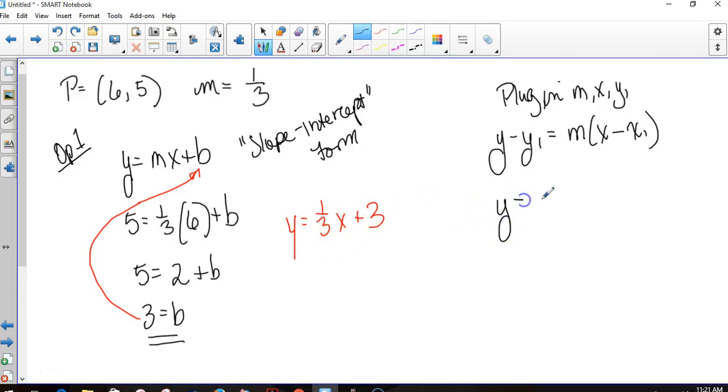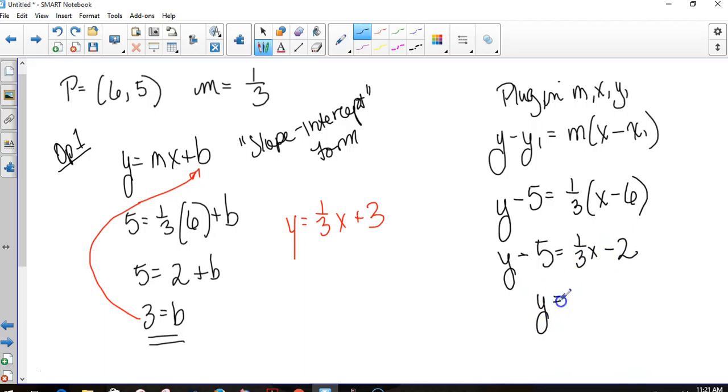So I could say y minus the y that I had in the point, which is 5, equals 1/3 times x minus the 6. Distribute the 1/3. So I have 1/3 x minus 2. And now add over the 5. And when you're done, you're done. You don't need to go back and plug anything in. When you're done putting it in y equals form, you'll have the equation of the line. So that is your other option. Which method you use does not matter to me, whether you want to use slope intercept or point slope.